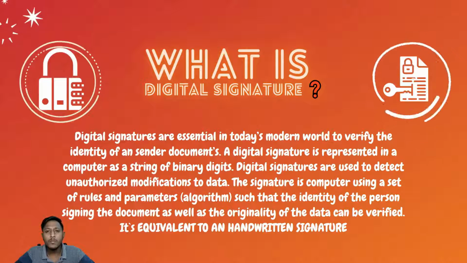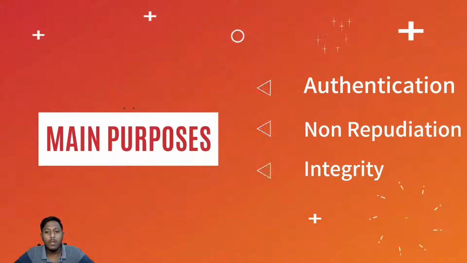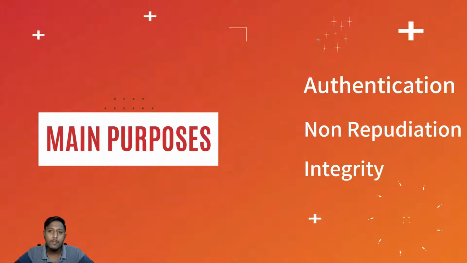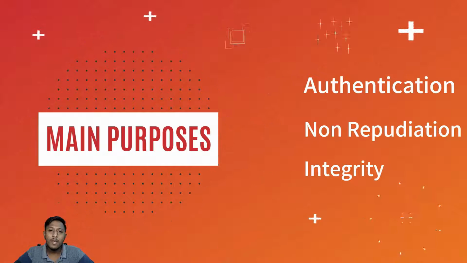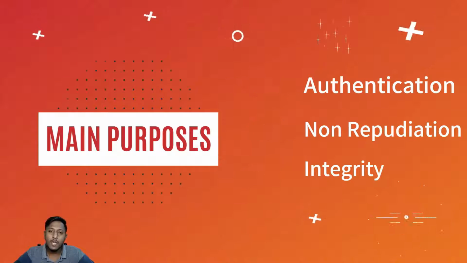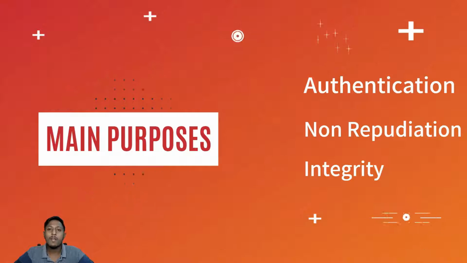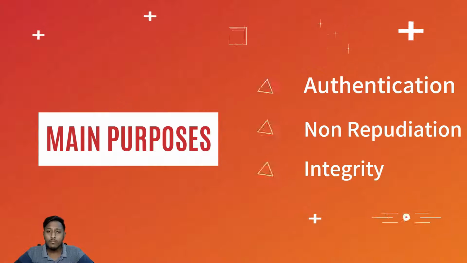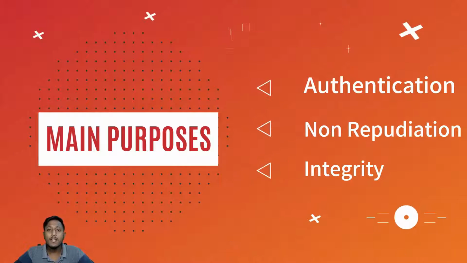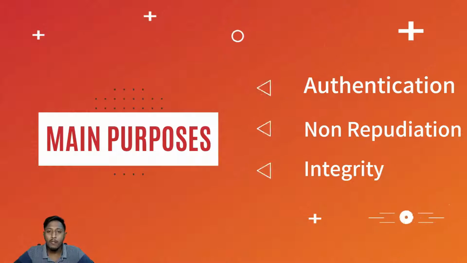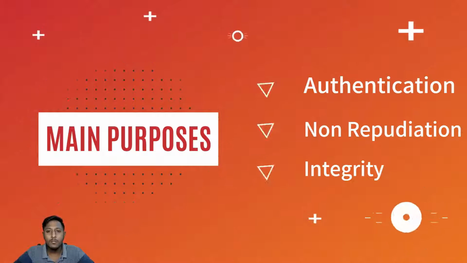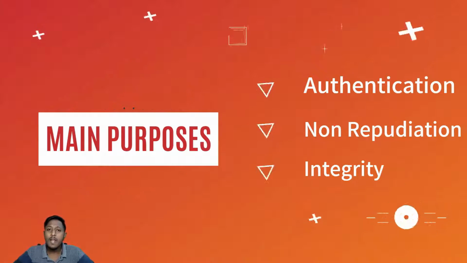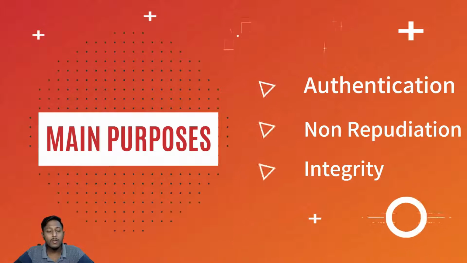It serves three main purposes: authentication, non-repudiation, and integrity. Authentication assures the receiver that this message was created and sent by the claimed sender. Non-repudiation states that at a later point in time, the sender can't deny that he sent the message or made that signature. Integrity says that the message in transit hasn't been tampered with or altered.